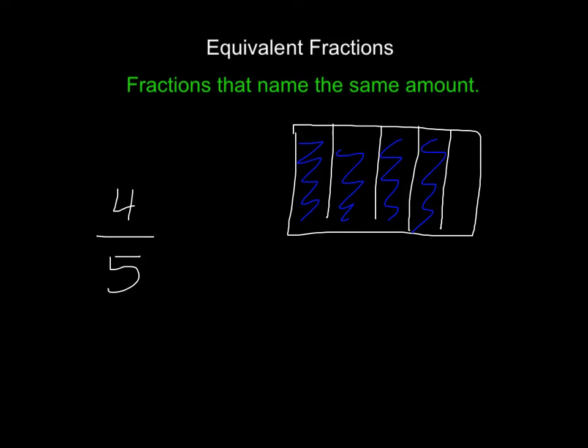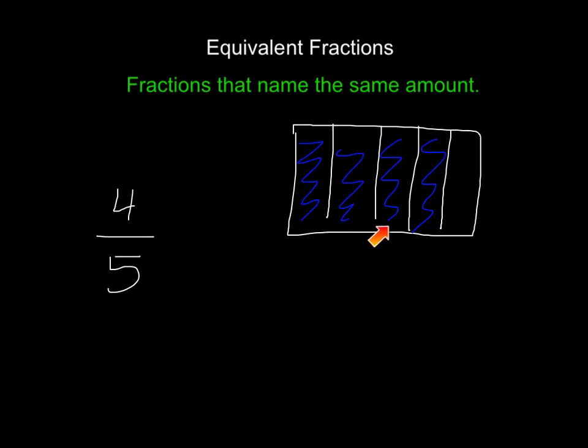Today we're going to talk about equivalent fractions. Equivalent fractions are fractions that name the same amount. So in this case, we have our fraction 4/5. We have our numerator as 4, our denominator as 5. That means we have 5 total sections.